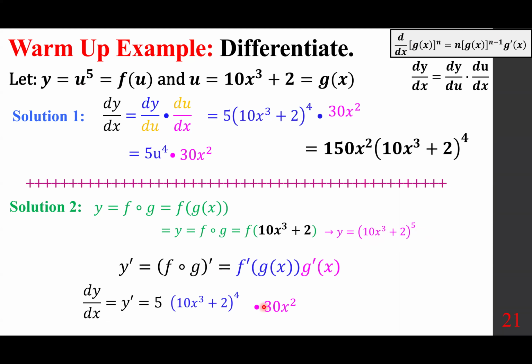And if you multiply these two, you put it in front, you get the same expression, 150x squared times 10x cubed plus 2 to the power of 4. This is known as the chain rule.